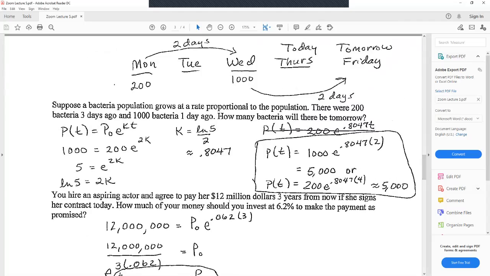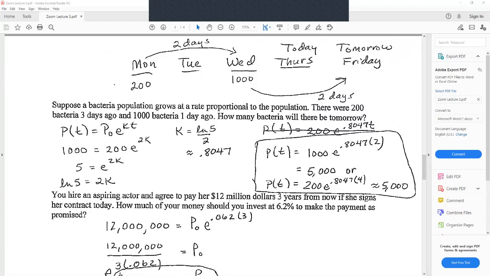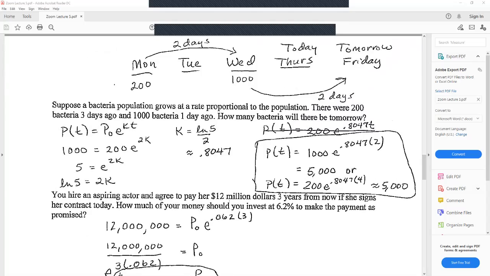Suppose a bacteria population grows at a rate proportional to the population. There were 200 bacteria 3 days ago and 1,000 bacteria a day ago. How many bacteria will there be tomorrow? Now for this one, I decided to go ahead and draw a little diagram here to help me keep up with what was going on.